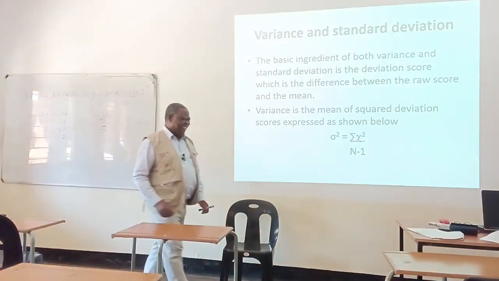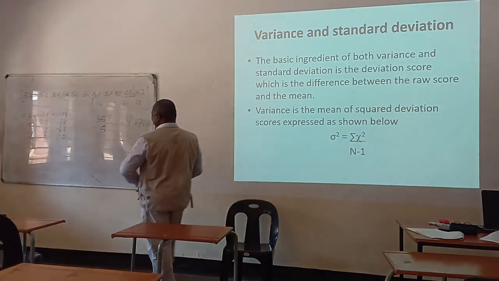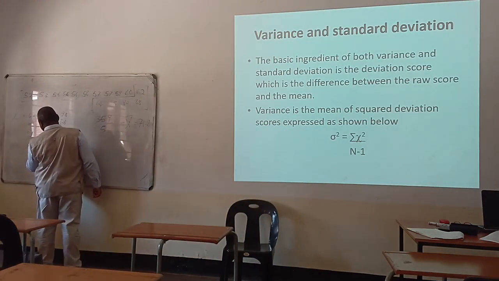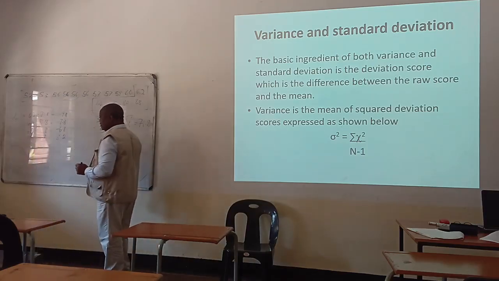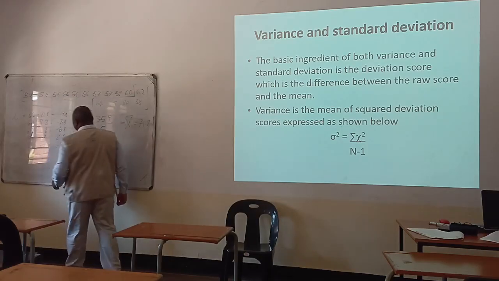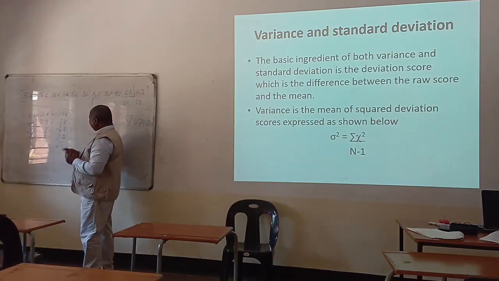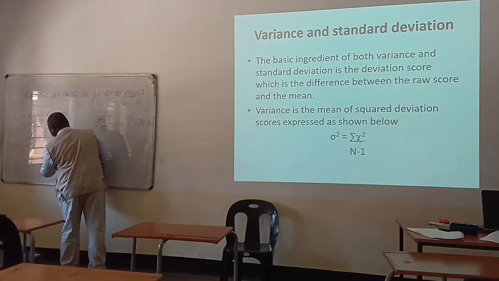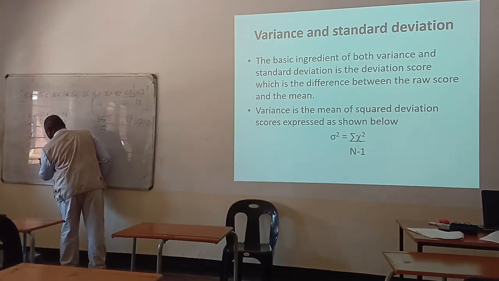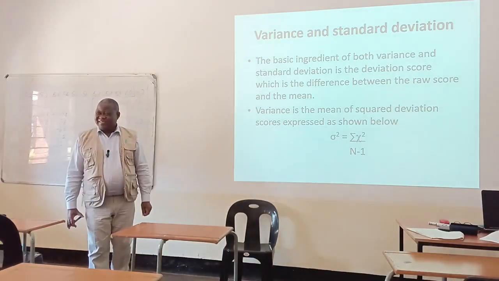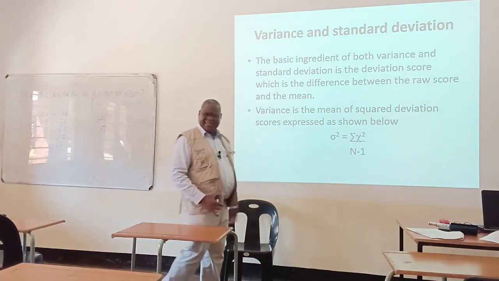88 minus 71.8, 16.2. Can we add this? Get the sum here. What is the sum? My answer is 0.